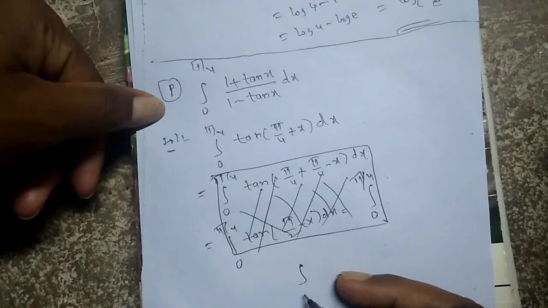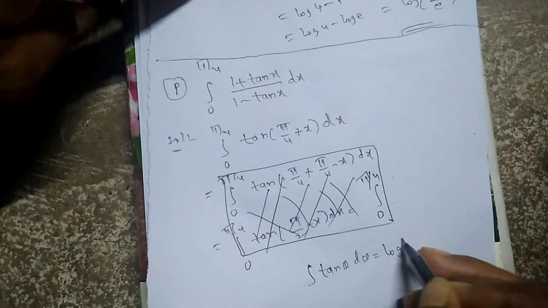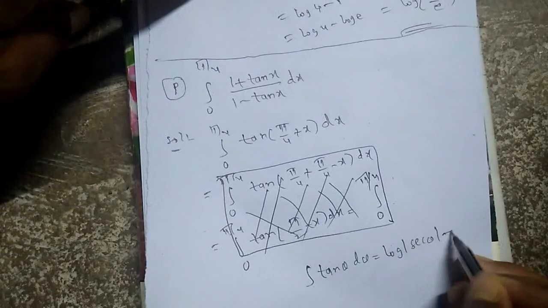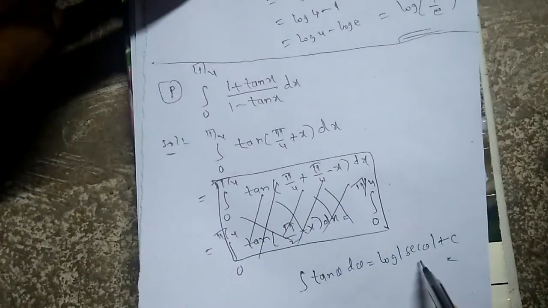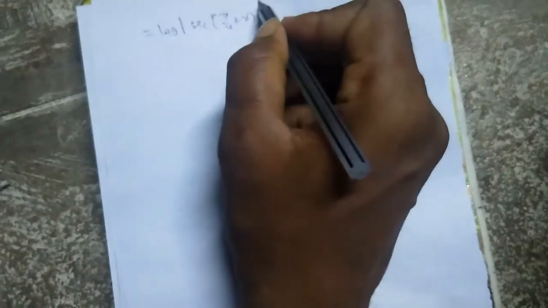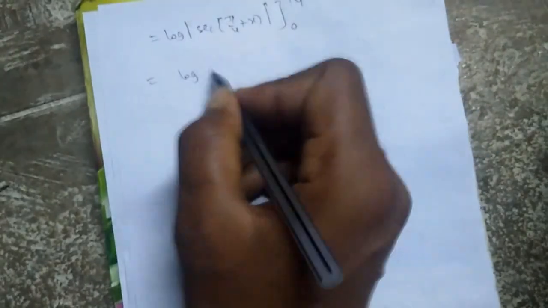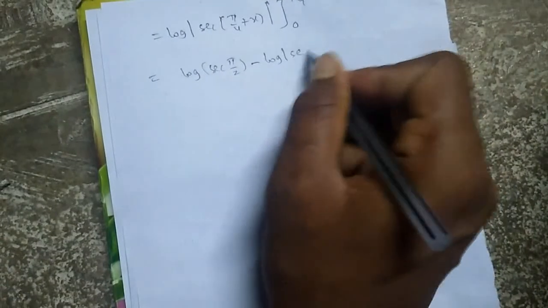So the integral of tan theta d theta is equal to log mod sec theta plus c. We apply that formula: the integral of tan (pi by 4 plus x) is equal to log mod sec (pi by 4 plus x). Limits are 0 to pi by 4, so log mod sec pi by 2 minus log mod sec pi by 4.